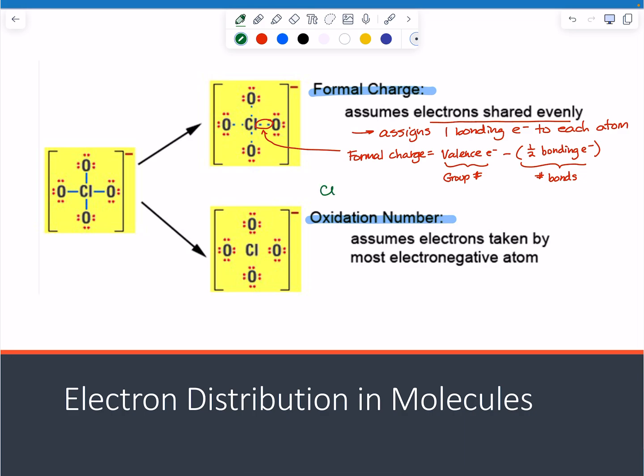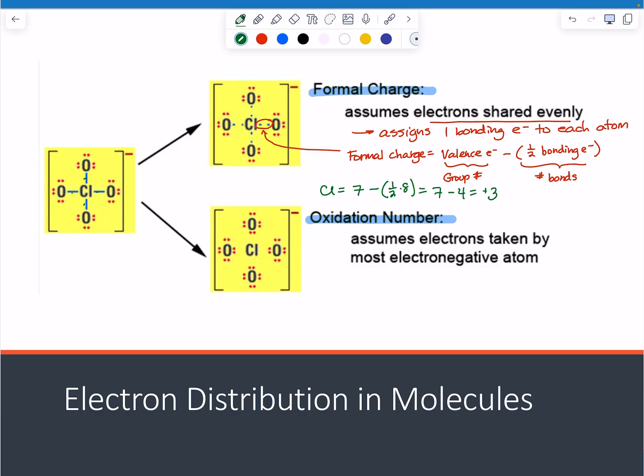So for chlorine, its formal charge is going to be: chlorine is in group 7, so that's its valence electrons. In this particular example, the chlorine is bonded to 4 things, so there are 4 bonds. That means 8 bonding electrons. Half of that is 4, so 1/2 times 8 is 4, 7 minus 4. So the formal charge on the chlorine is +3.